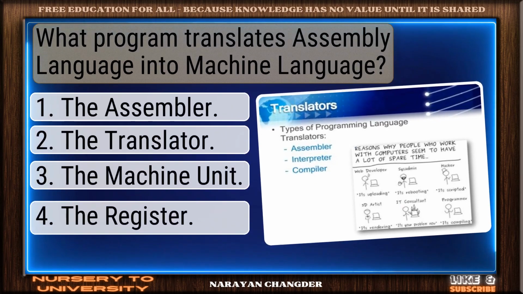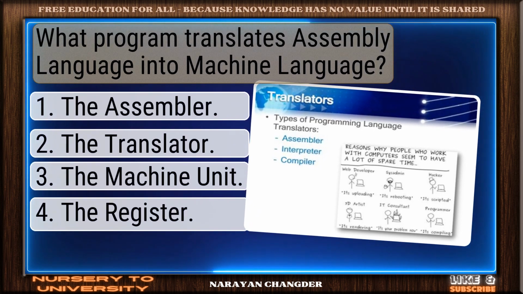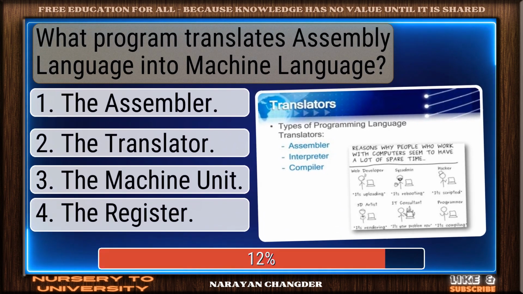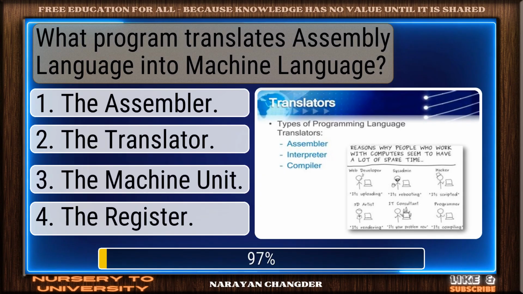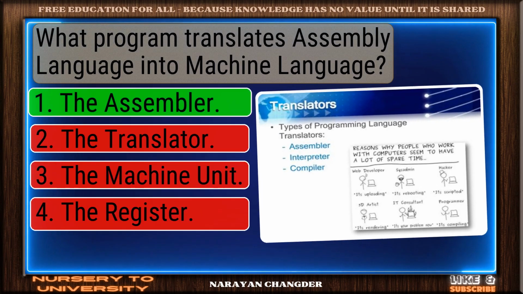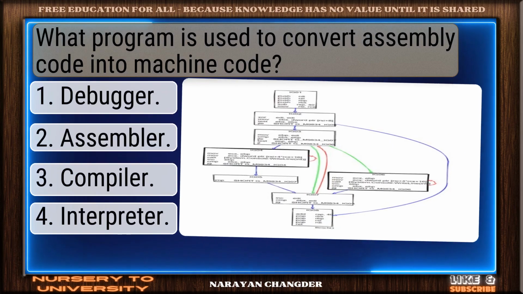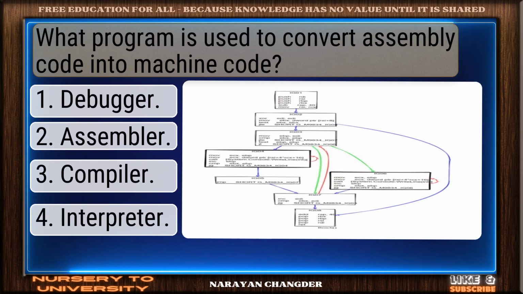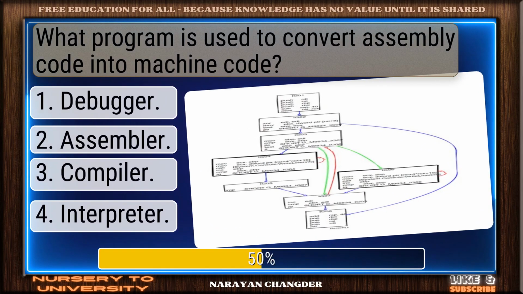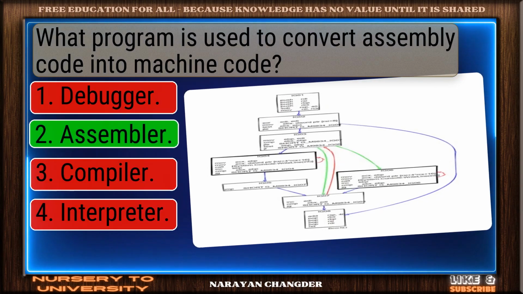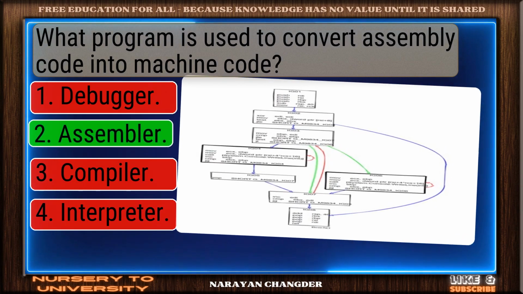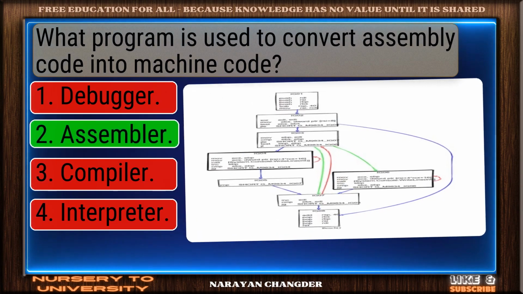Question number 19. What program translates assembly language into machine language? Right choice. The assembler is the best answer. Question number 20. What program is used to convert assembly code into machine code? Well reasoned. Assembler is the correct choice.